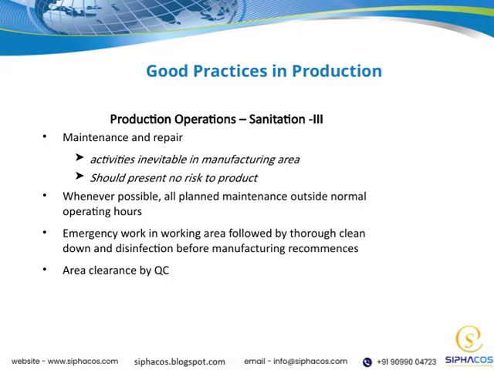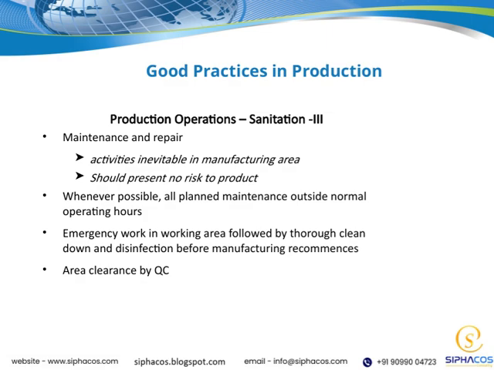Now, let's move on to the next important aspect of production operations, sanitation and maintenance. As you know, maintenance and repair activities are inevitable in any manufacturing environment. They are essential to keep equipment running smoothly and to prevent unexpected breakdowns. However, it's crucial that these activities present no risk to the product. That means we need to be diligent in how and when we perform maintenance.